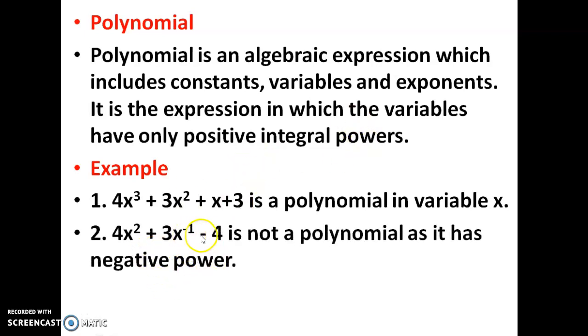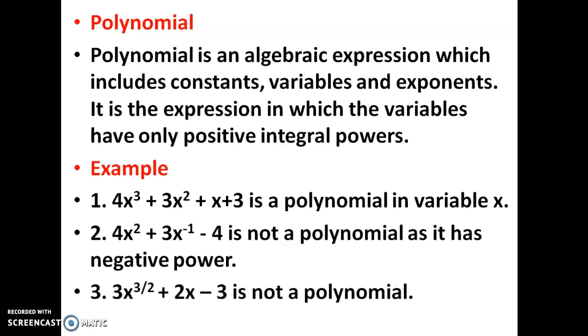Then this example is not a polynomial as it has a negative power. You can see x to the power of minus 1. For a polynomial you can't have a minus as the exponent. So this is not a polynomial. And similarly this one, 3 by 2, is also not a polynomial. The power should be whole numbers, then only it is called a polynomial.